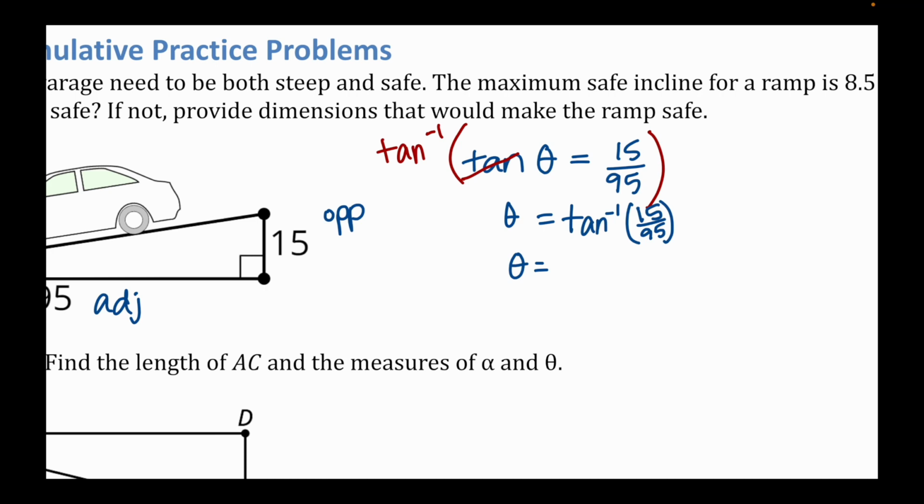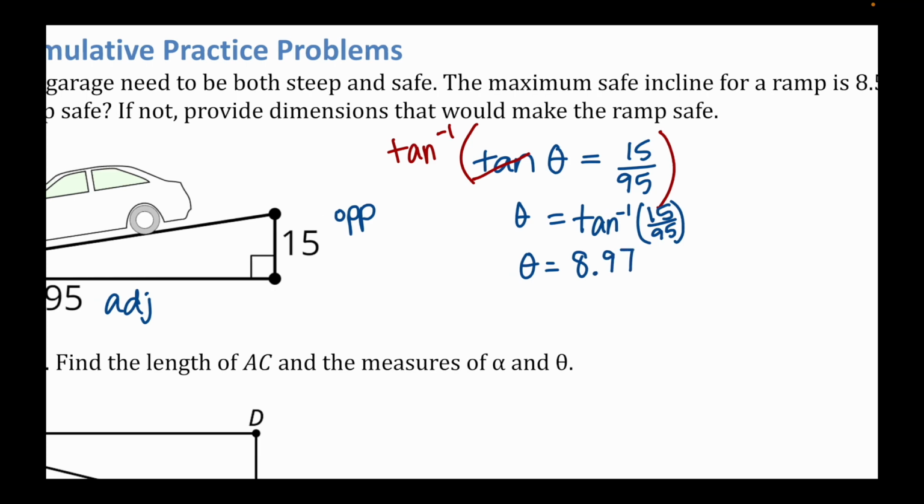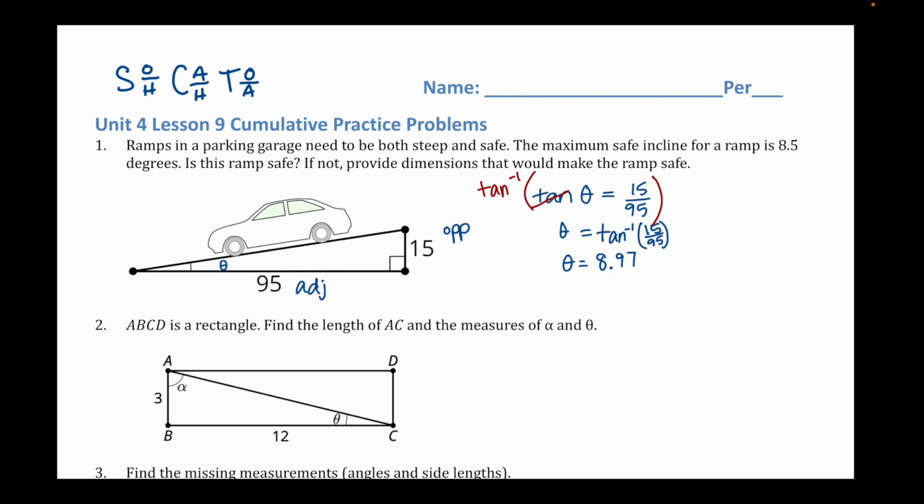And this says, rounded to 2 places after the decimal point, this is 8.97. So that is not allowed because it's bigger than 8.5. So I'm going to say that's greater than 8.5. We want to make this a smaller angle, so we want to provide dimensions that would make the ramp safe. I'm just going to say not safe.